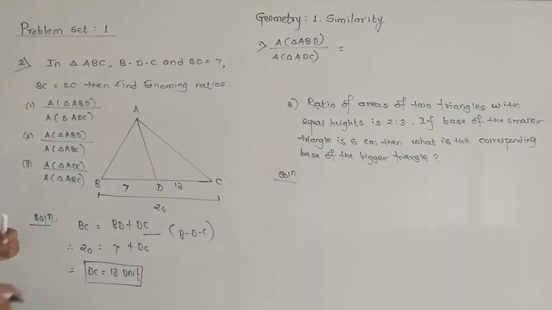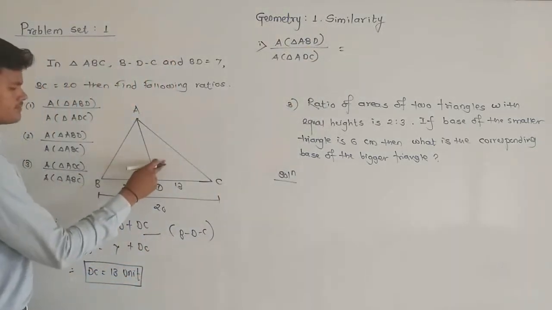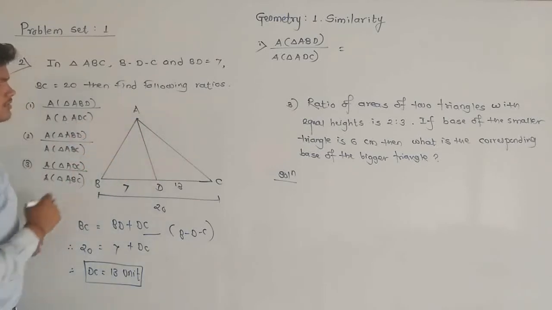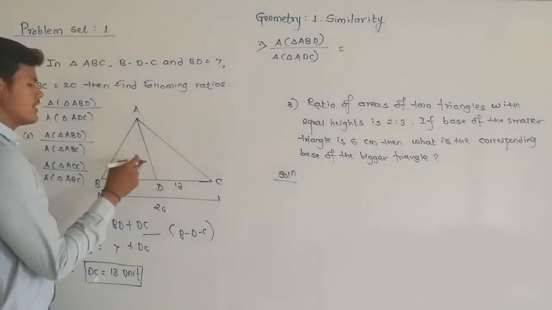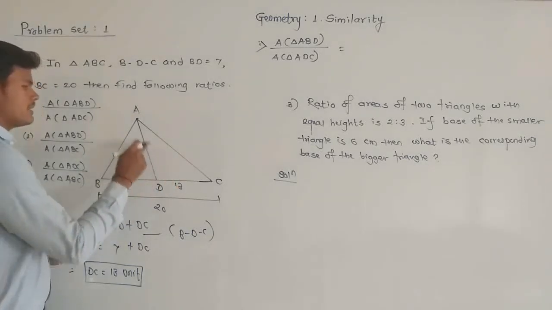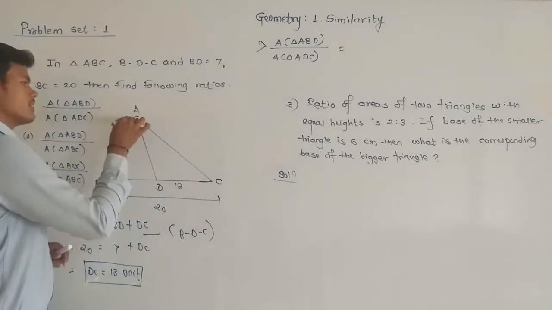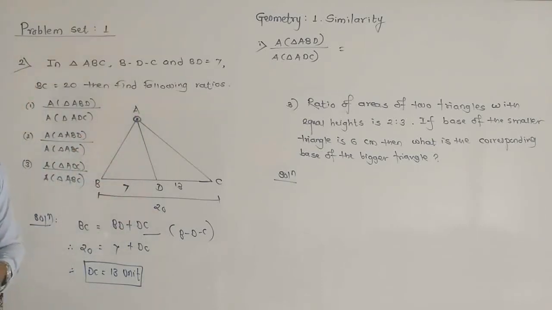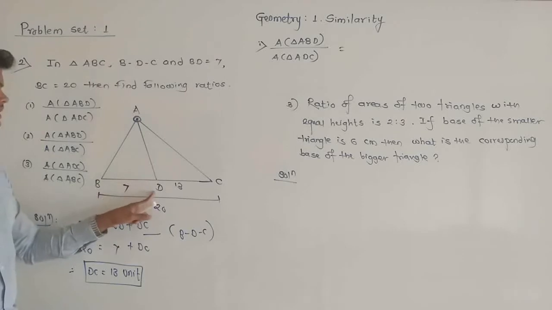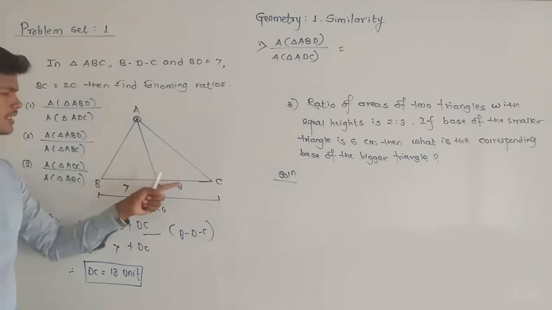Okay, so here for both the triangles heights are not given. Heights are not given, that means they are sharing one common vertex. Suppose for triangle ABD and for triangle ADC they share a common vertex A. That means for both the triangles their heights are equal. And if heights are equal, then their area is proportional to their corresponding bases.